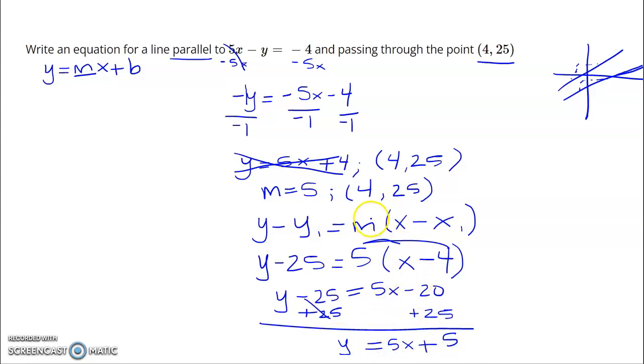So this one was kind of a two-part problem. First, we had to solve for y so that we could find the slope. We had to be careful as we were solving because there were a couple tricky things. And then once we get the slope, we cross out the equation and we use the point to find this new equation, y equals 5x plus 5.